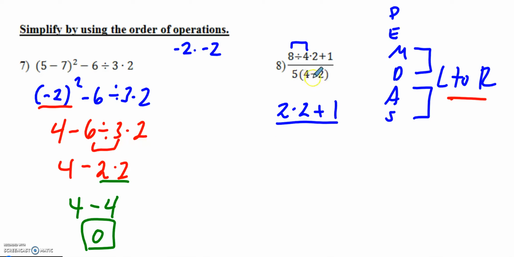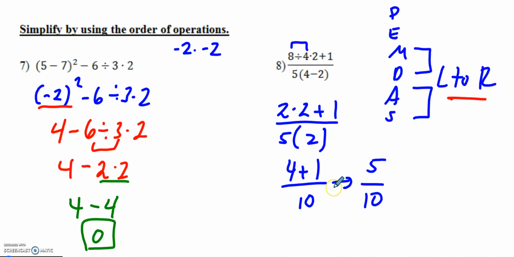At the same time, because we have two separate problems in a way, I'm going to reduce what's in the parentheses to 2. In the numerator, multiplication comes before addition, so I'd really get 4 plus 1 on the top, 5 times 2, or 10 on the bottom. 4 plus 1 is 5, 5/10. If this can be reduced, you can again divide by 5. Common theme of this review packet. This answer would be 1/2.